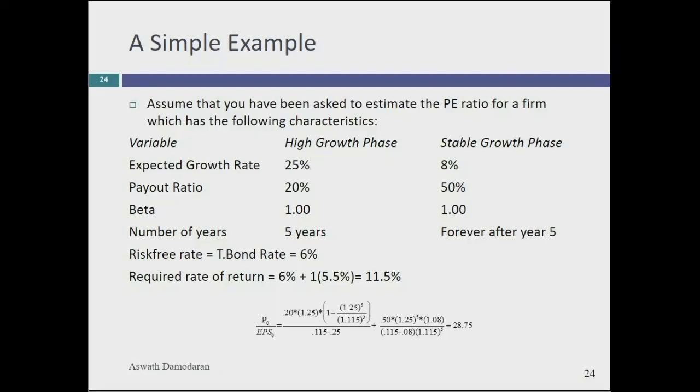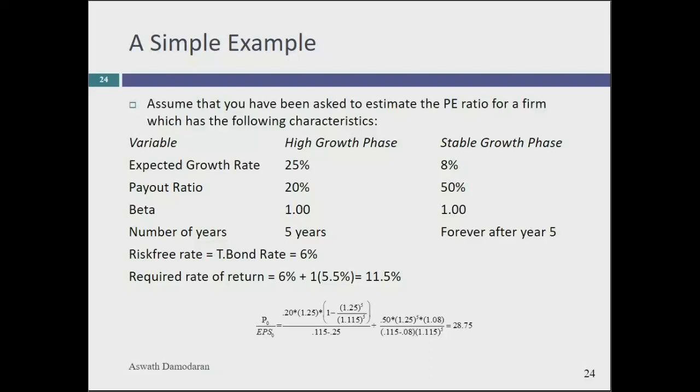You have 5 years of high growth. The risk-free rate is 6%. Cost of equity is 11.5%. You ask me what PE ratio the stock should trade at given those fundamentals. Think of this as an intrinsic PE. You see why I'm calling it intrinsic? I'm not basing it on other companies. I'm just basing it on the numbers. If I plug them into the equation I just showed you, I come up with a PE ratio of 28.75. What does that mean? If the stock traded at its intrinsic value, it should trade at roughly 28.75 times earnings.